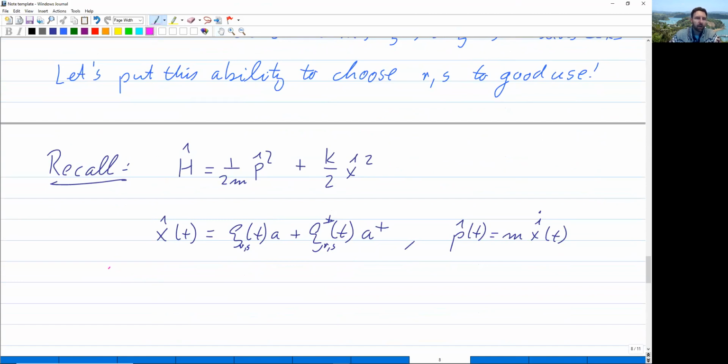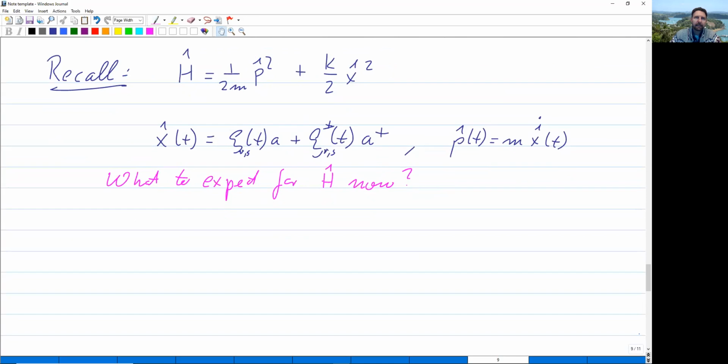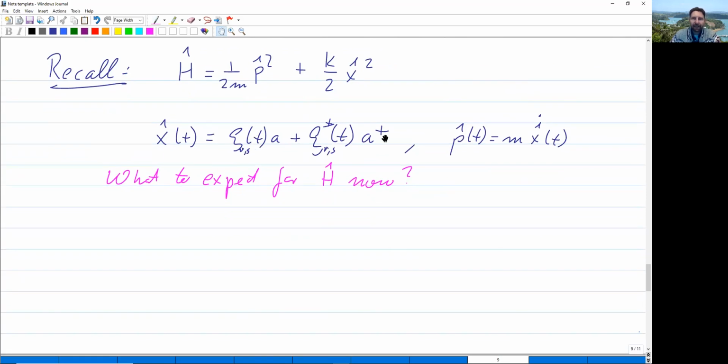Namely, in the following way. What to expect for h hat now? And by that I mean, let us plug the expression for x hat and p hat into the Hamiltonian. Let's express the Hamiltonian in terms of the solution.